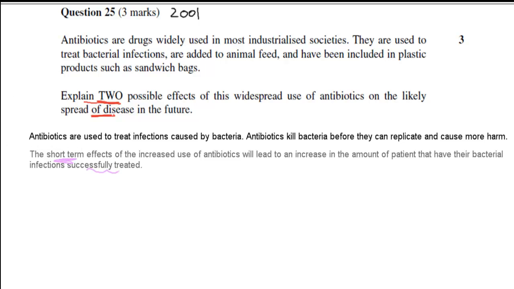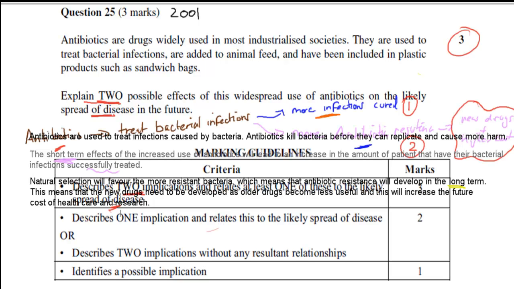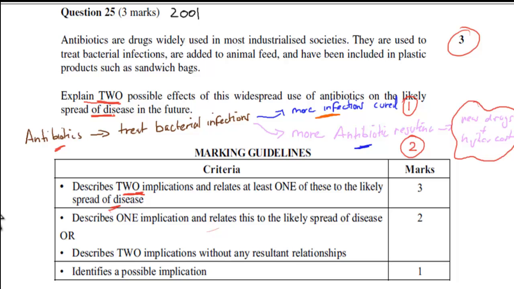And then what I wrote about is the long term. Natural selection will favor the more resistant bacteria, which means that antibiotic resistance will develop in the long term. Now we talk about the likely spread of disease. The question asks us to explain possible effects of this widespread use, and in the marking guidelines, we were meant to relate one of them to the likely spread of disease in the future. I'm covering all of this.